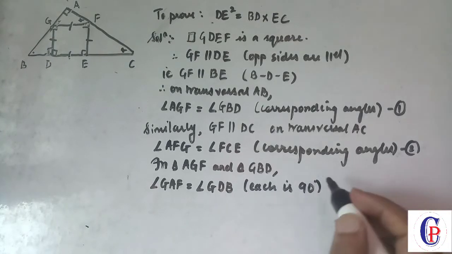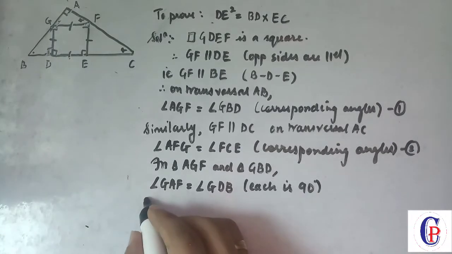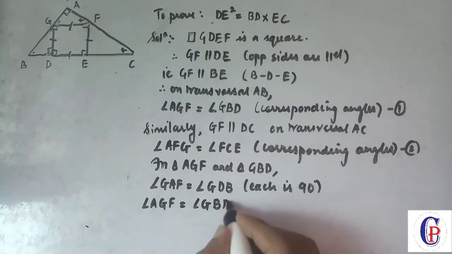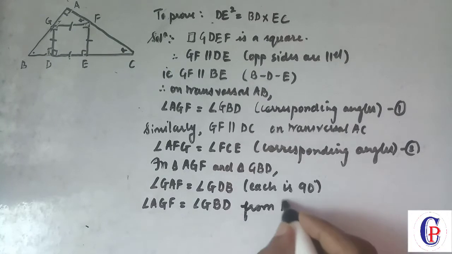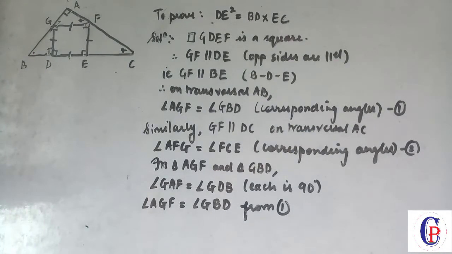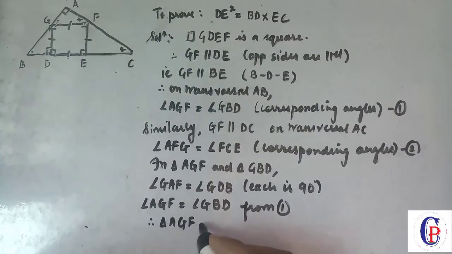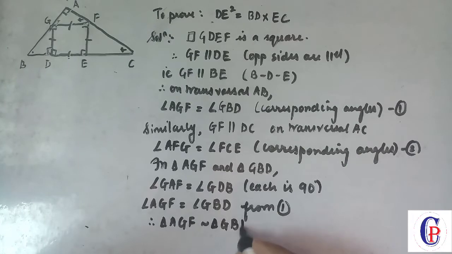It was given to us. And one more thing we have found from 1, that angle AGF is equal to angle GBD from 1. We have already found this from 1. So therefore triangle AGF is similar to triangle GBD. Okay, this becomes 3.